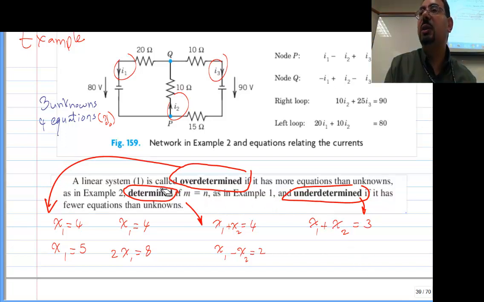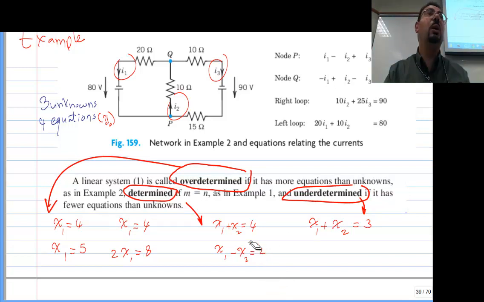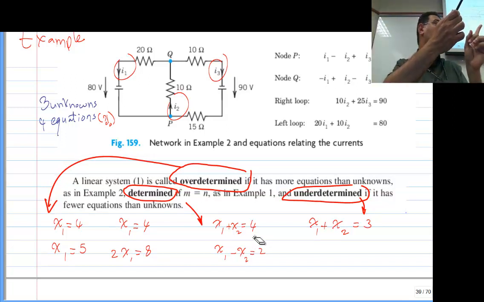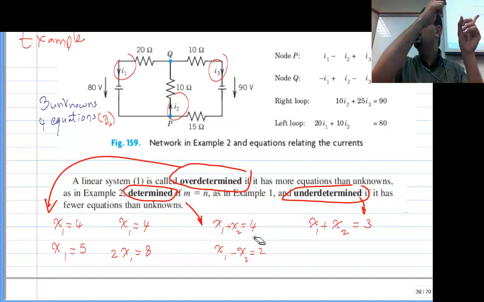Alright? So a determined system, that's basically 2 equations, 2 unknowns. It doesn't always have a solution. I mean, it sounds nice, but doesn't always. Remember, the 2 lines may not really cross. x1 plus x2 equals 1 and x1 plus x2 equals 0. 2 equations, 2 unknowns, but no solution.